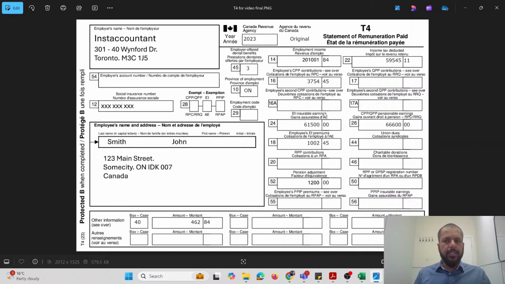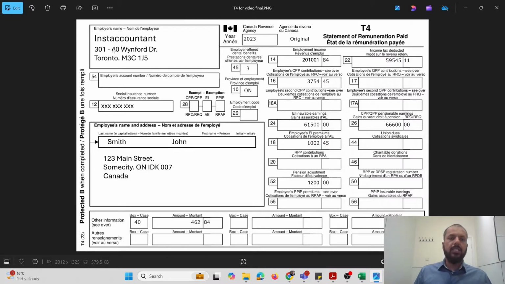This is a standard T4 slip, and the name is Statement of Remuneration Paid. If you're an employee and you got paid by your employer during a year, from 1st January until 31st December, they are going to have to issue a T4 slip, which would show those amounts going to you. In a T4 slip, let's talk about this section first, and then we're going to go to the numbers.